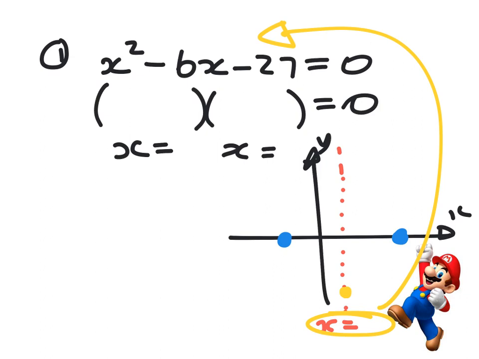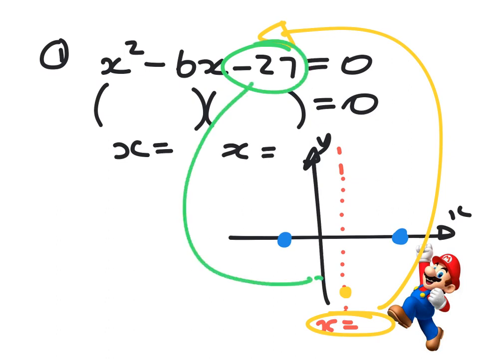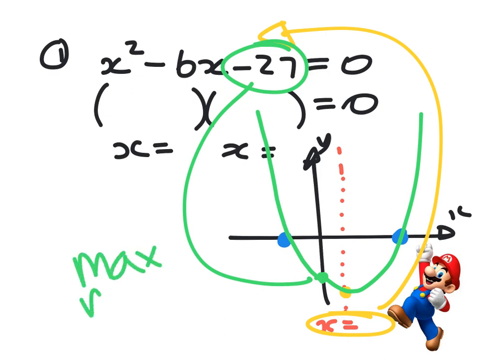And then the last thing you have to find is where it crosses the y-axis. That's probably the easiest bit. You get that from the question, so you know it crosses here. Once you've done all of that, you can join all these points up to make a curve. Remember to tell me if it's a maximum or a minimum turning point.